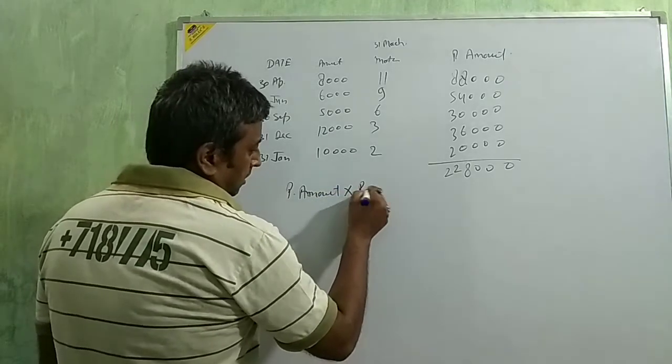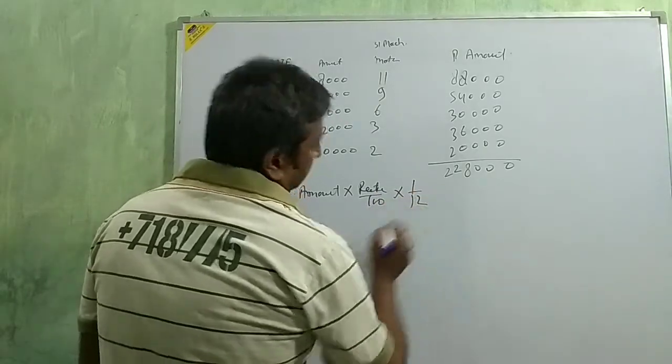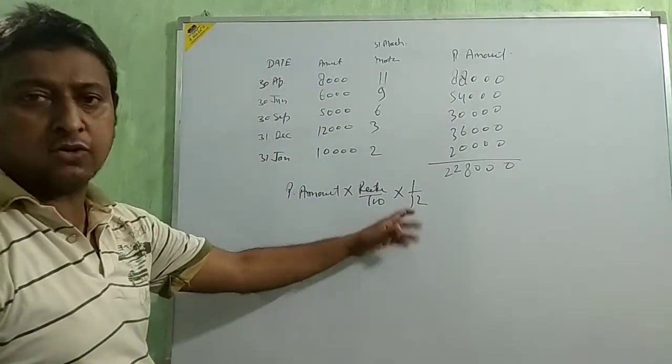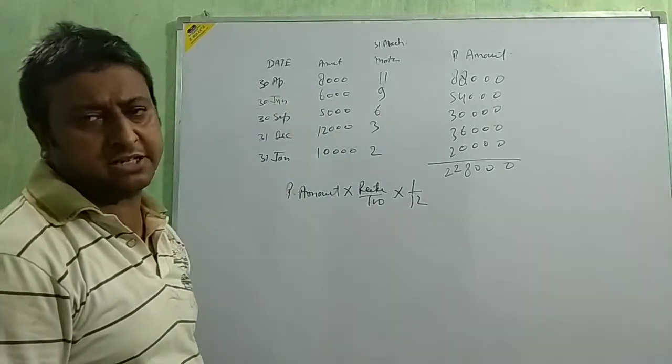Then the formula is product amount into rate upon 100 into 1 upon 12. Okay, beta, 1 upon 12. We are going to calculate for only 1 month interest on drawing, because already we are multiplying with the months.